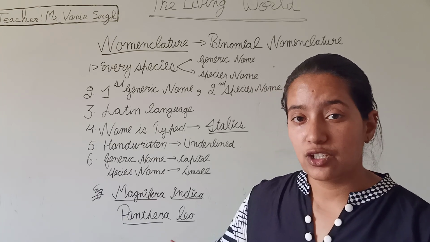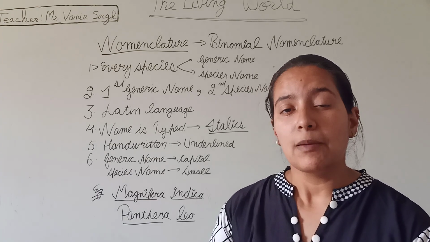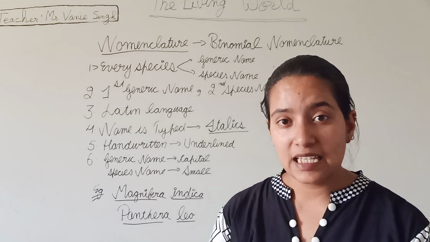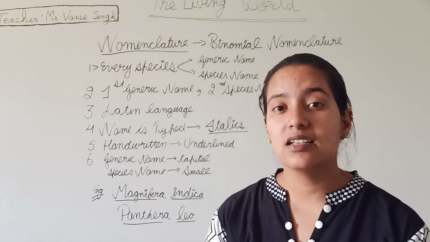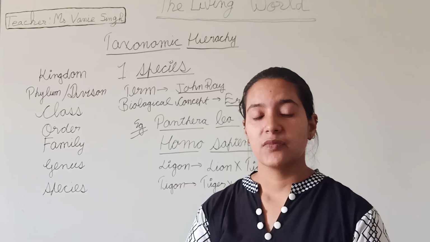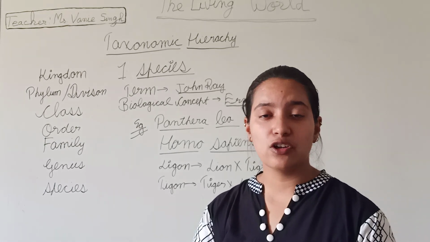Next example here you can see Panthera leo. P is capital and the leo, L is the small letters. Now we will be looking at the taxonomic hierarchy.